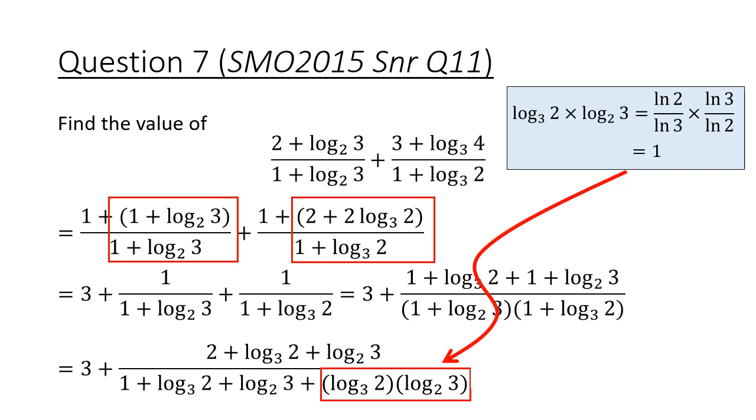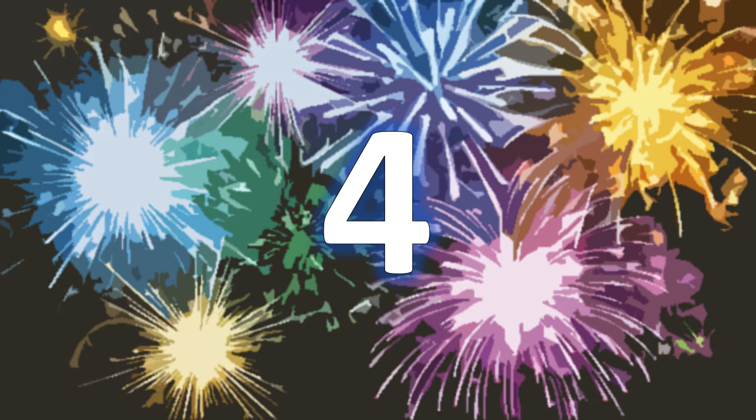And in the denominator, the 1 plus 1 is going to give us 2, and you'll notice that the numerator and denominator are going to be the same. So we can simplify that. It will just give us 3 plus 1, and that answer is 4. So 4 is our final answer.